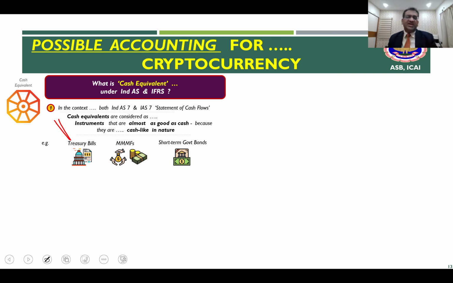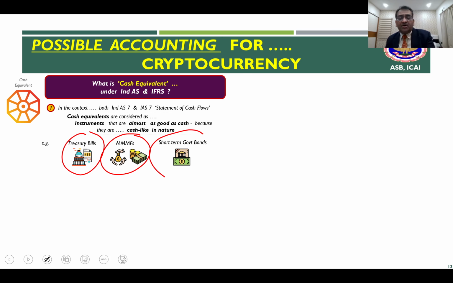Also, in general, cash equivalents are considered as those instruments which are almost as good as cash. It is like holding cash, because they are cash-like in nature. For example, treasury bills. These are all government-backed, issued by various governments. Money market mutual funds. Now, of course, one can argue that in the Indian context, we have had cases where even liquid funds have temporarily, in some particular AMC's cases, given a negative return. But in general, money market mutual funds, by their very nature, are very short-tenured funds, and therefore generally they are considered like a cash equivalent. Same way, short-term government bonds.